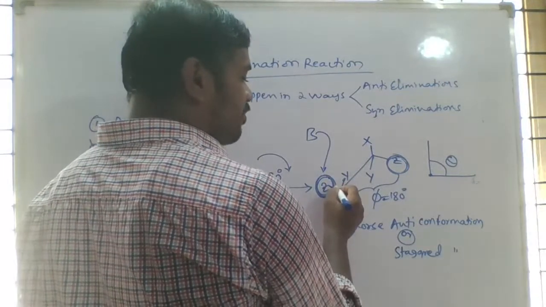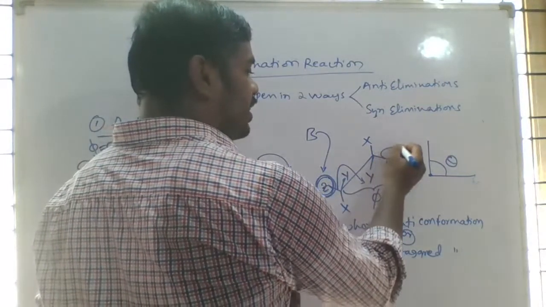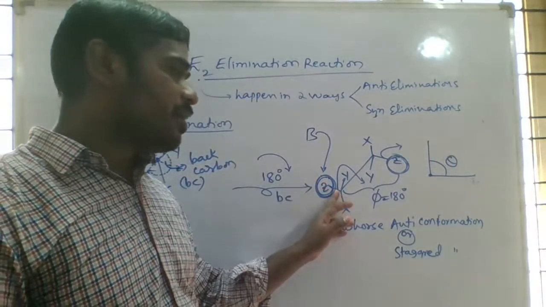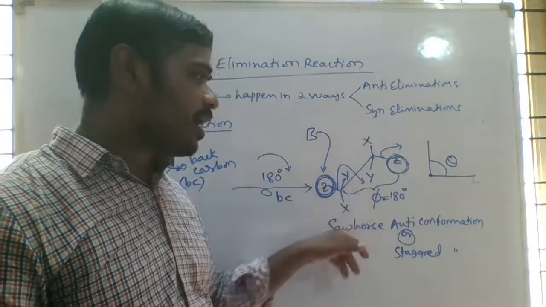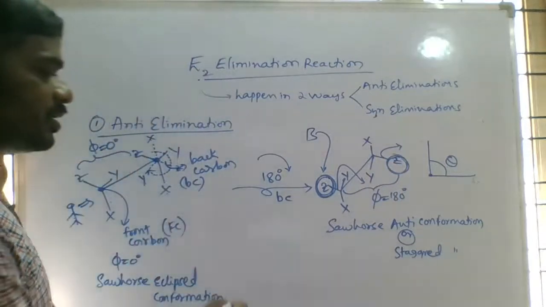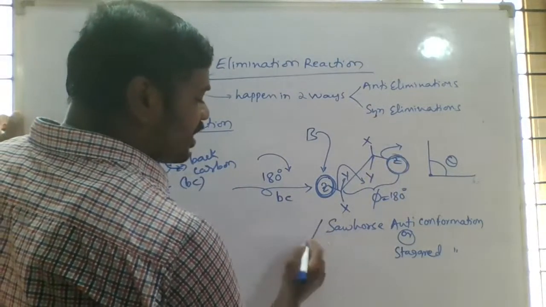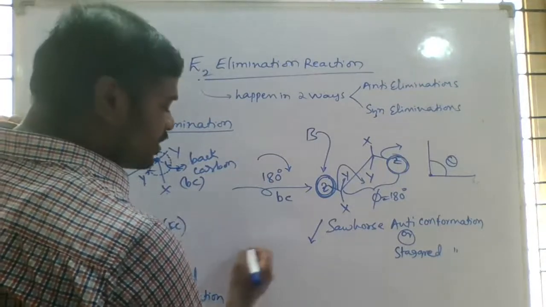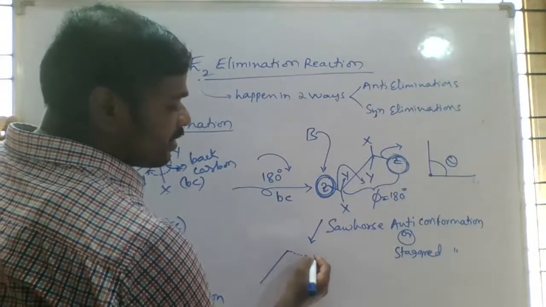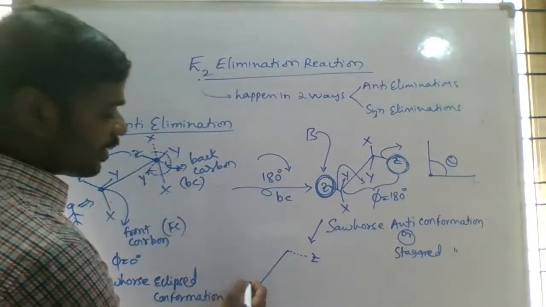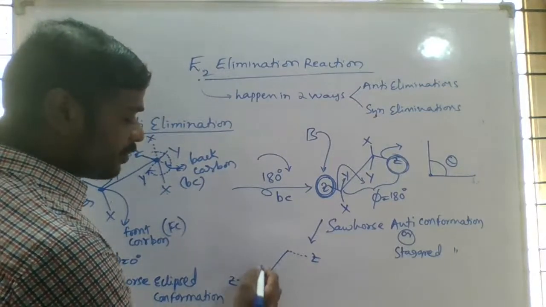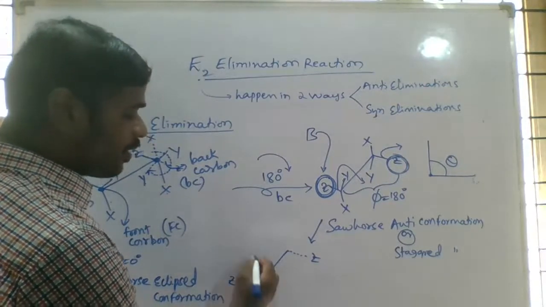The bonding electrons shift and the bond is removed. The attacking agent donates electrons, and the bond electrons are taken, forming the double bond. This is called anti-elimination. In this anti-elimination we get a transition state, where bond breaking and bond making take place simultaneously. Here Z group leaves, remaining X, here Y.